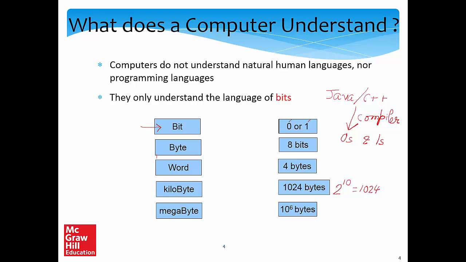Similarly, we can define mega. Mega is kilo times a kilo, which is roughly 1000 times 1000, or a million. And in computer science, mega is typically 2 raised to the power 10 multiplied by 2 raised to the power 10, which is 2 raised to the power 20. So this is what a megabyte is, and this is close to 1 million, 10 to the power 6. As a result, you will find both the numbers being used, and which variant is being used needs to be inferred from the context.